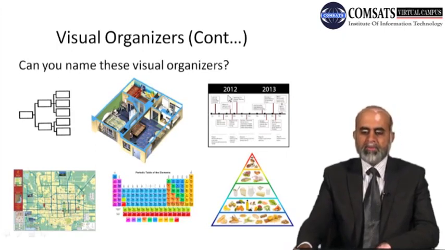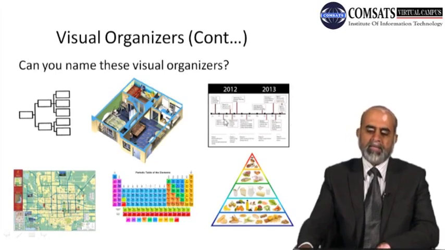Okay, how about this one? What is it? Yes, you guessed it right. It is a timeline. If you teach history, very often it is convenient to show the relationship between various events over a period of time, and they are shown through a timeline.